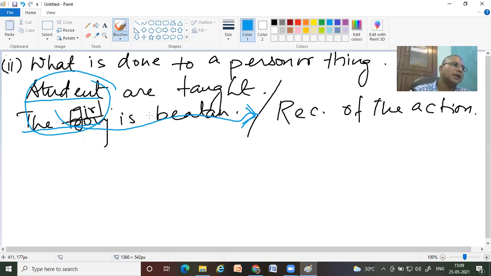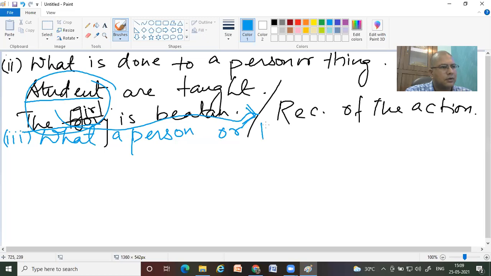Now let us talk of the third one. Is this clear? Yes, sir. What a person or thing is. You know what is denotes in English? Is means state. You know what is state? Avastha.